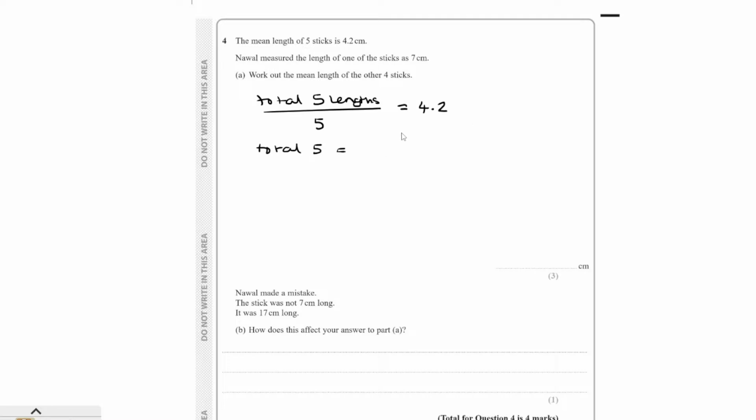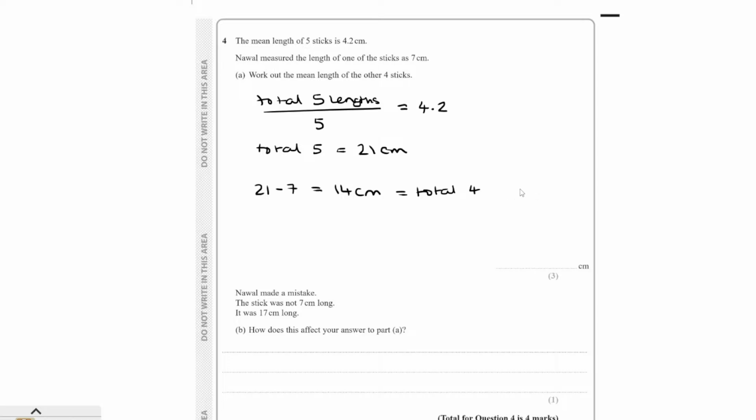So 4.2 times 5. The way I times by 5 is I just times by 10 and then half it. So that would be 42 divided by 2, which is 21. So the whole of the 5 sticks would add up to 21. And then they said Noel measured one length as 7. Work out the mean length of the other 4. So we need to take away this number 7, don't we? So from the total, I can take away 7 to get rid of that other stick, which gives me 14. That would be the total of the other 4.